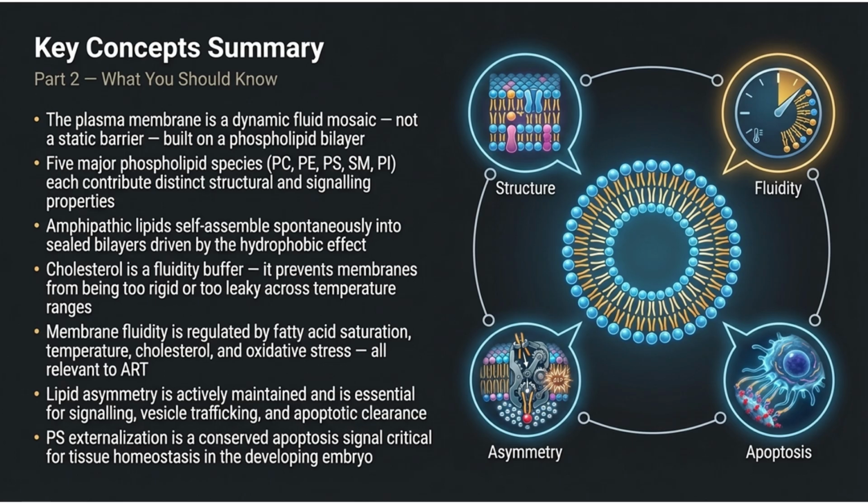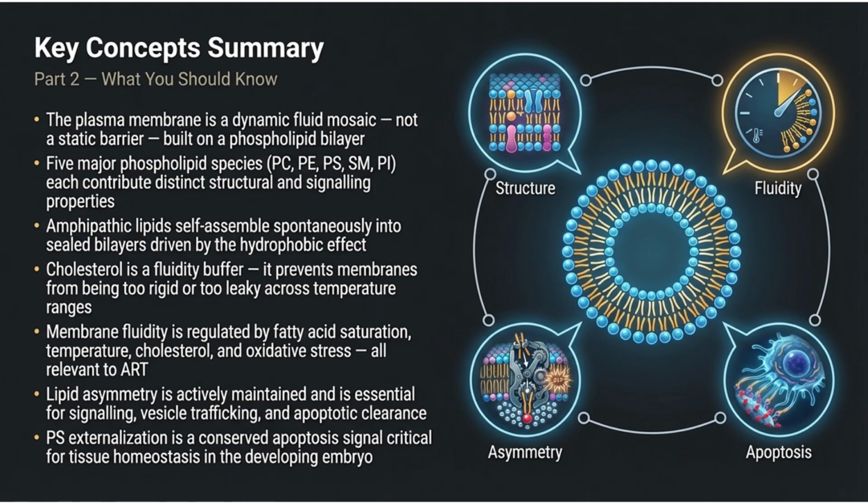We have examined the 5 major phospholipid species in detail. Phosphatidylcholine provides structural stability at the outer leaflet. Phosphatidylethanolamine promotes membrane curvature and is essential for fusion events. Phosphatidylserine carries negative charge at the inner leaflet and serves as the apoptotic eat-me signal when externalized. Sphingomyelin partners with cholesterol to form lipid rafts and is metabolized to the signaling lipid ceramide. And phosphatidylinositol, despite its relatively low abundance, generates the phosphoinositide second messengers that are indispensable for fertilization-associated calcium signaling.